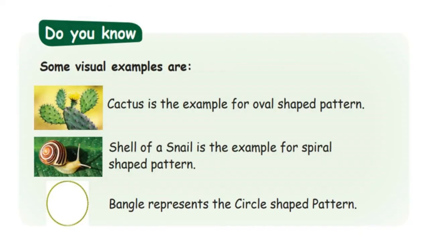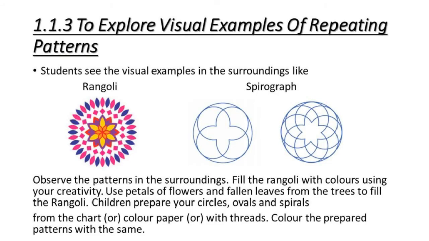Do you know, some visual examples are: cactus is the example for oval shaped pattern. Shell of a snail is the example for spiral shaped pattern. Bangle represents the circle shaped pattern. To explore visual examples of repeating patterns.